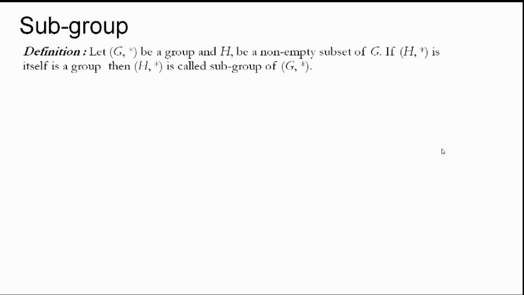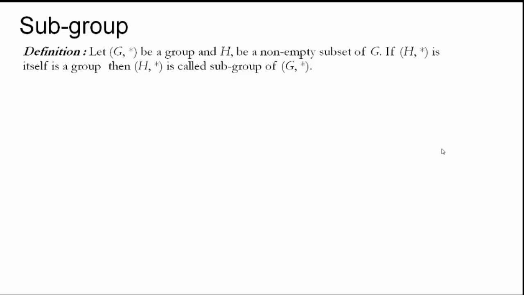Today we'll see the subgroups and cosets. Please remember, group notation is represented with capital G. Subgroup notation will be represented with capital H. This is the common notation used in mathematics. Let (G, *) be the group and H be a non-empty subset of G.